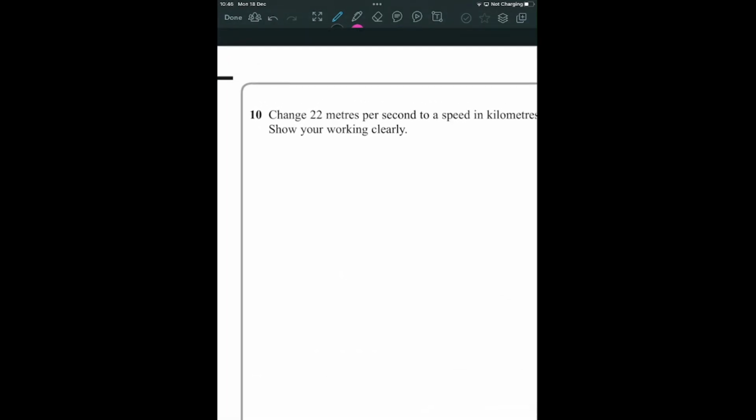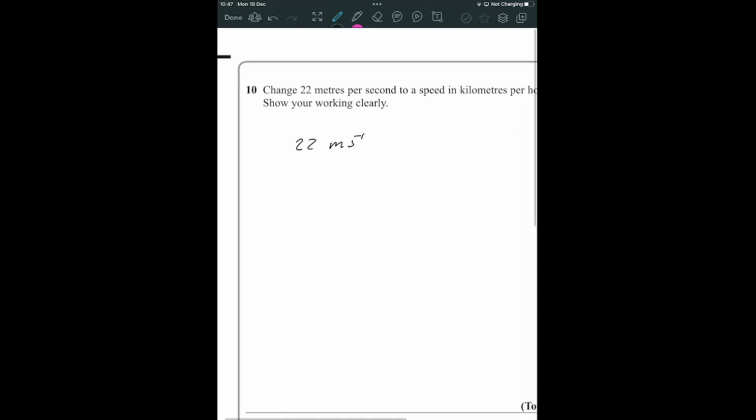Question 10. 22 meters per second converted into kilometers per hour. Let's do this in a couple of stages. Because I don't really like decimals, I'm going to go for converting into per hour first. That means I do a lot of my multiplying to start with.